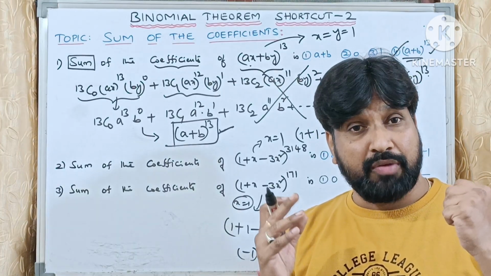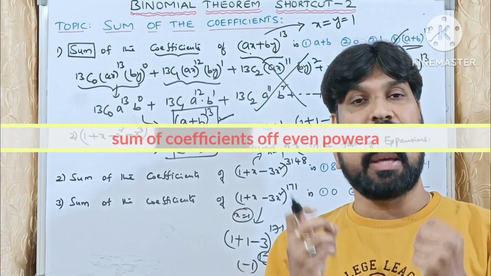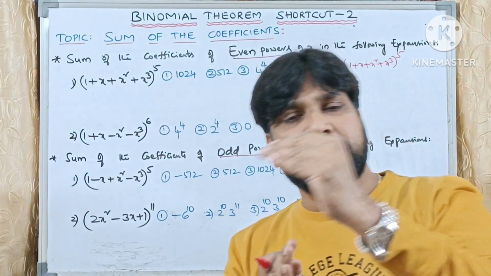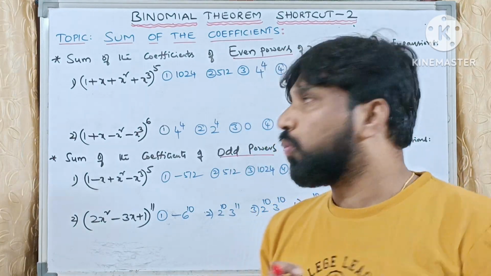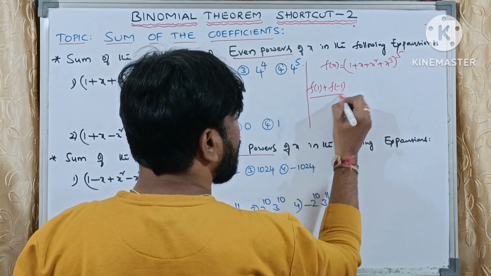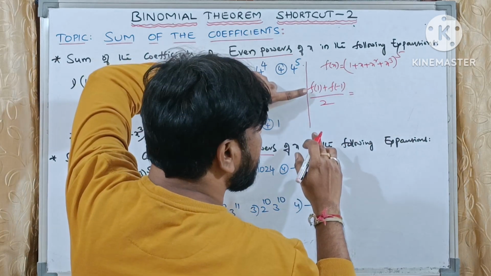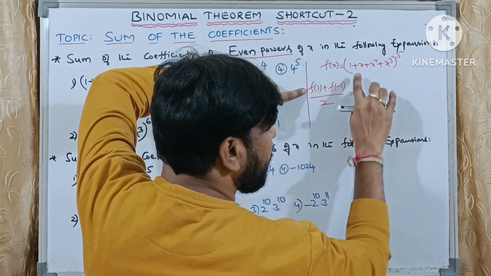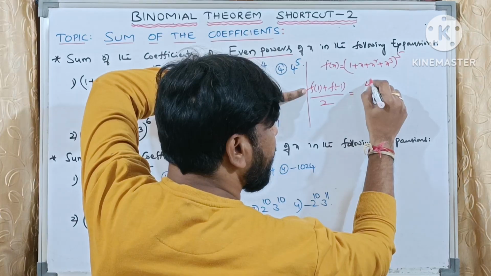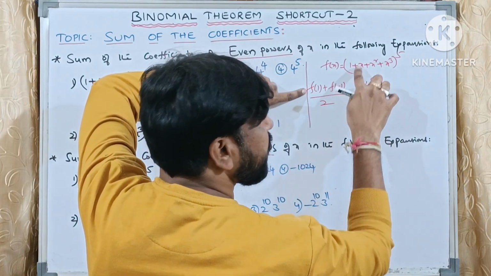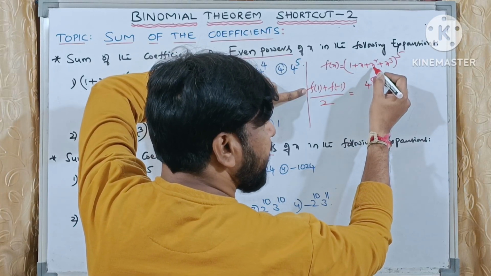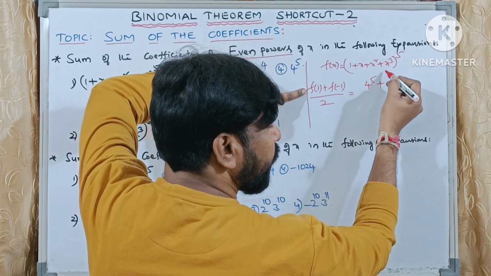Now I want to reveal the sum of the coefficients of even powers. The sum of the coefficients of even powers is (f(1) + f(-1))/2. What is the shortcut form, friends? f(1) plus f(-1) whole by 2. f(1) is very simple: just replace x with 1. So then 1 plus 1 plus 1 plus 1, total 4 to the power of 5, plus f(-1): you are going to replace x with -1. So 1 minus 1, 1 cancels. Minus 1 whole square plus 1. Again minus 1 whole cube is minus 1.